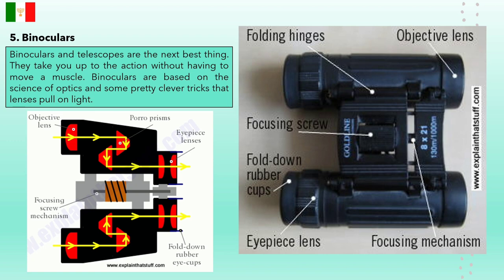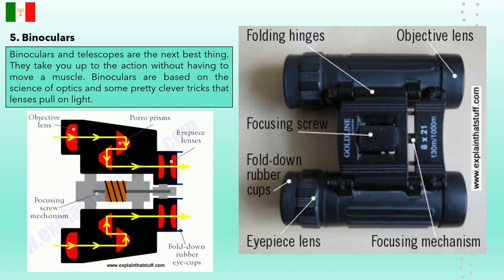The last one is binoculars. Binoculars and telescopes are the next best thing. They take you up to the action without having to move a muscle. Binoculars are based on the science of optics and some pretty clever tricks that lenses pull on light. You can probably see where we are heading.